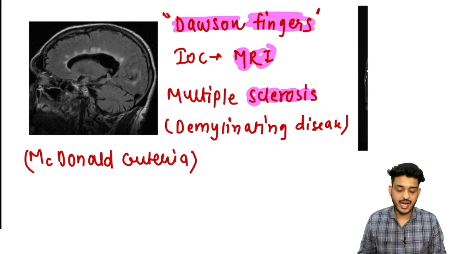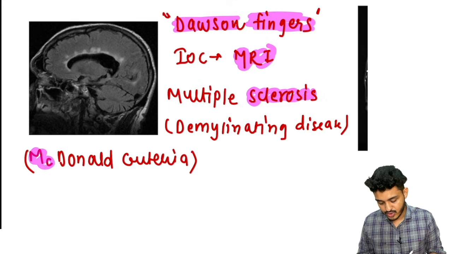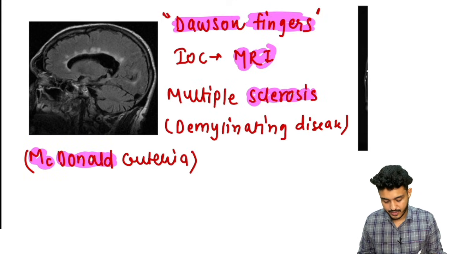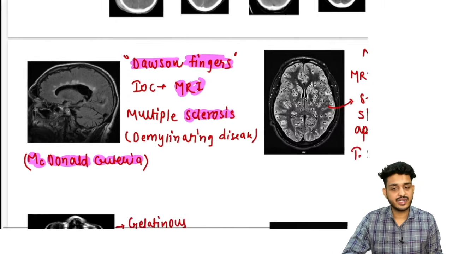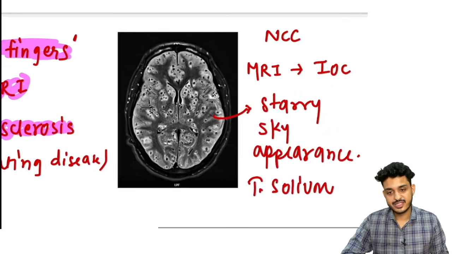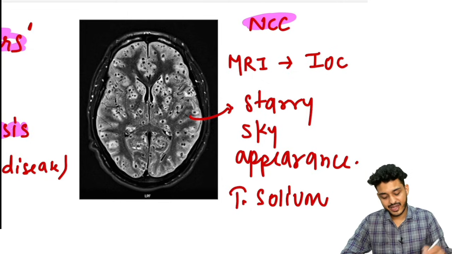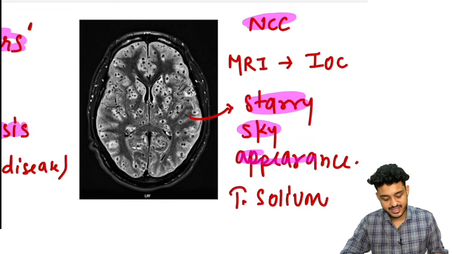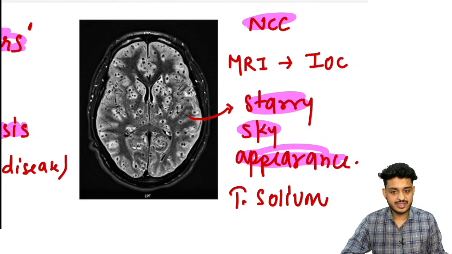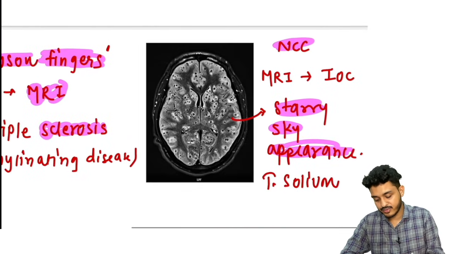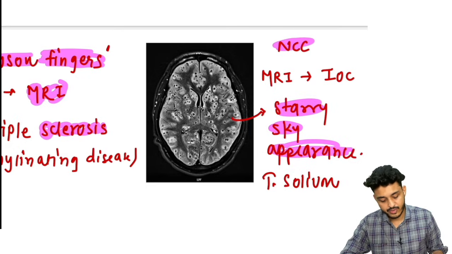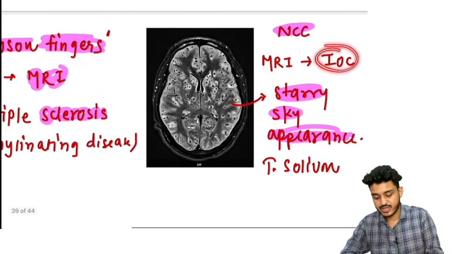Important one, what is the criteria that we are going to follow here? This is going to be the McDonald's criteria. McDonald's criteria is the criteria that we are going to follow. This particular appearance is the appearance of neurocysticercosis, where you will be having the starry sky appearance, due to involvement of Taenia solium. And MRI is going to be the investigation of choice.